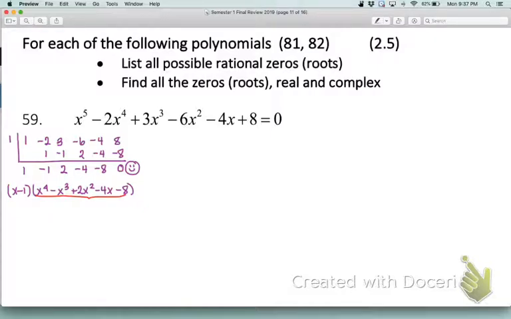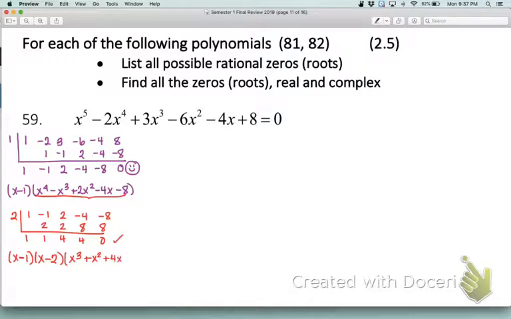So I'm going to try positive 2. I'm going to use the new one that we got there. So this is 1, negative 1, positive 2, negative 4, negative 8. And we'll just run through that algorithm again real quick. And ta-da, you can see we come out with a remainder of 0 yet again. And so now what do we know? Well, we have the x minus 1 that we already knew, now the x minus 2 that we just got, and now we have what's left, which is x cubed plus x squared plus 4x plus 4 equals 0.